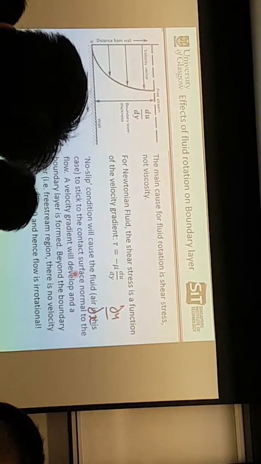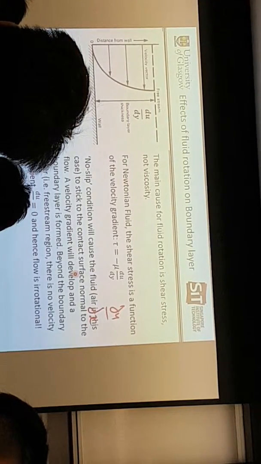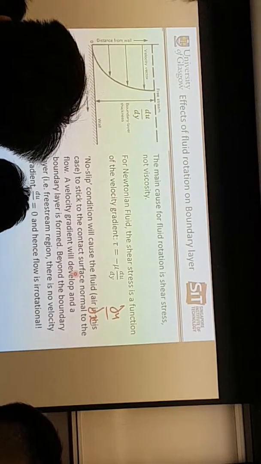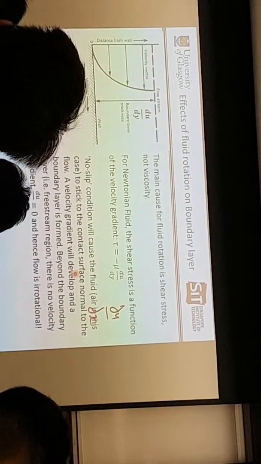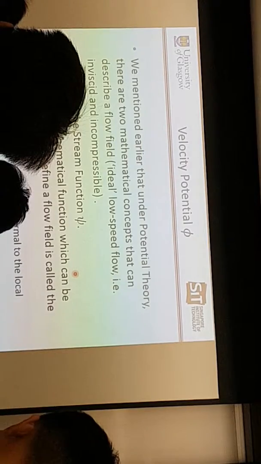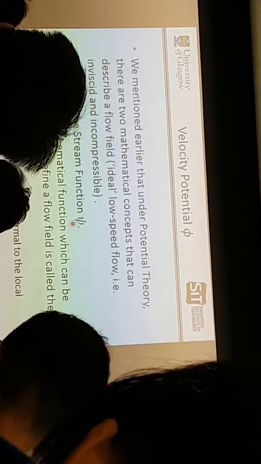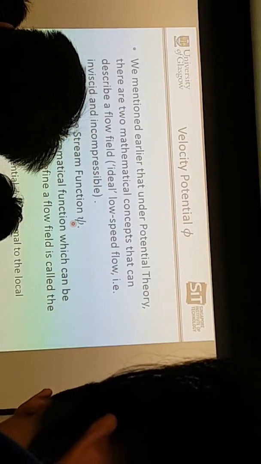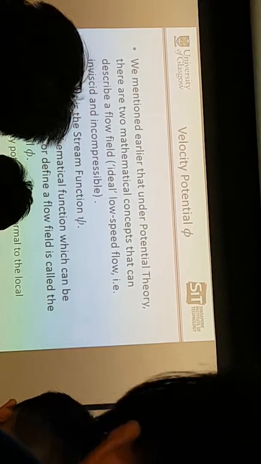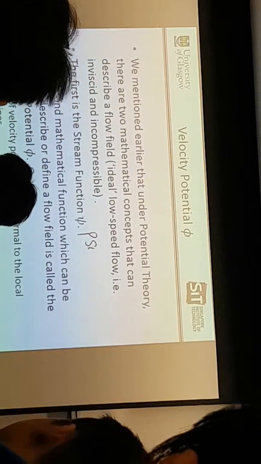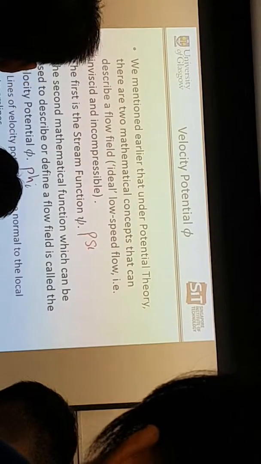Are we okay? So I've covered stream function, rotation, and a little bit on the boundary layer. The second last thing I must cover with you is this. Under the potential flow theory, there are two important variables that you must consider. One is your stream function, known as psi.